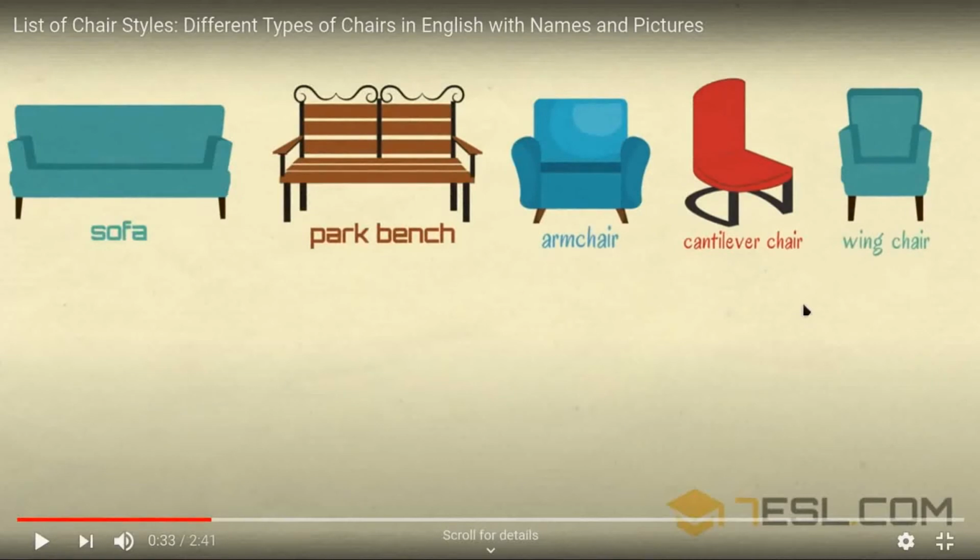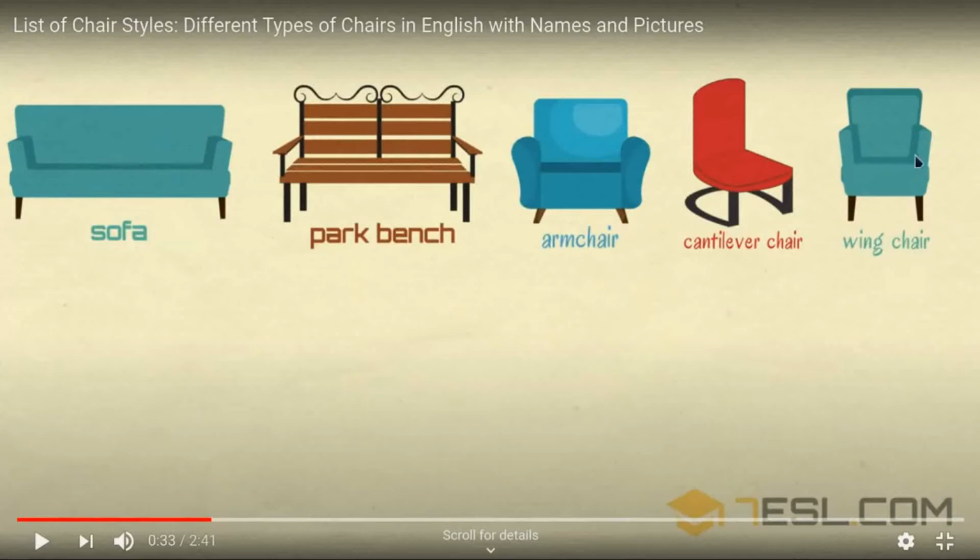Wing chair. Okay, that's true, but what makes this a wing chair and this one an armchair? They both have arms. But why is this one a wing chair? Who knows? Most people would just refer to these both as armchairs. They call them armchairs because they have a place to put your arms. They have an armrest, so they're armchairs.